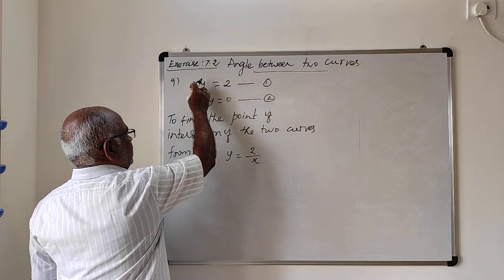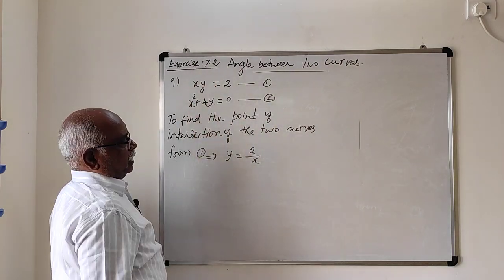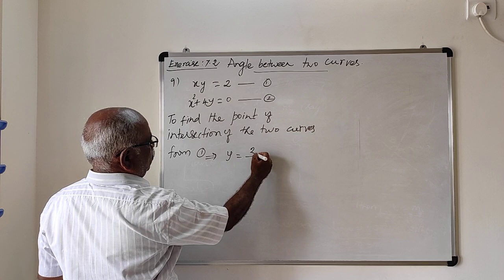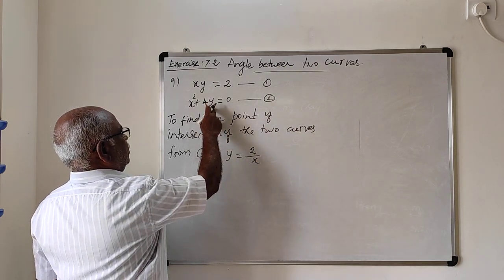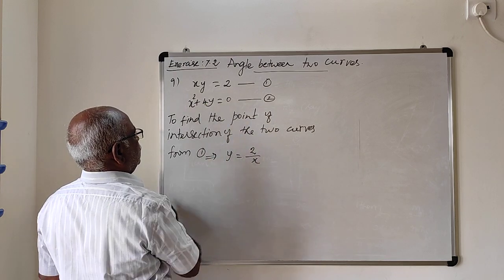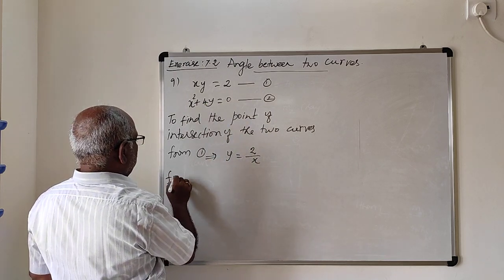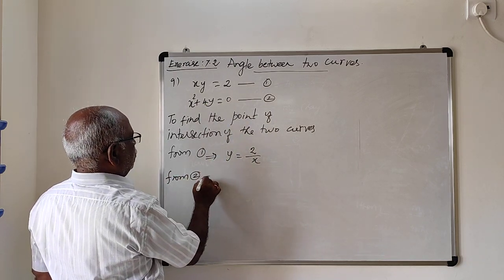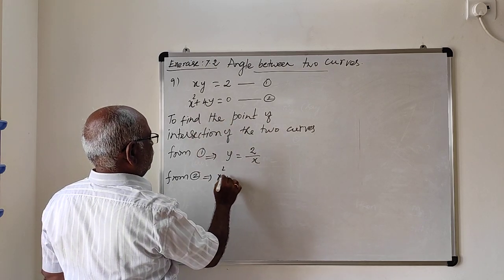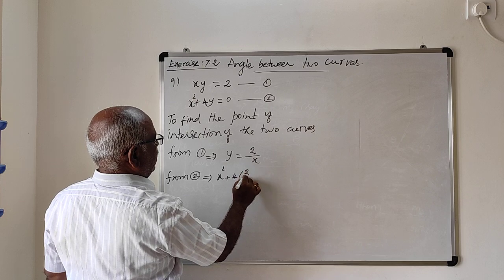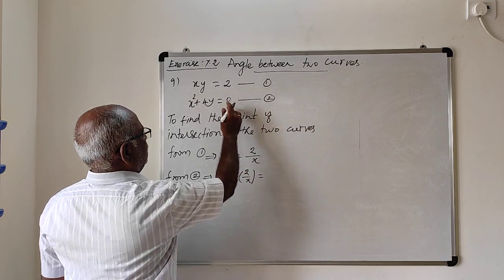y equal to 2 by x. This x, you bring it to the right hand side, it becomes the denominator of 2. Now substitute y in equation 2. Replace y in equation 2. So from equation 2, x square plus 4 into y, which is 2 by x, equal to 0.